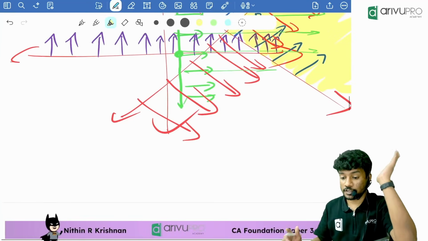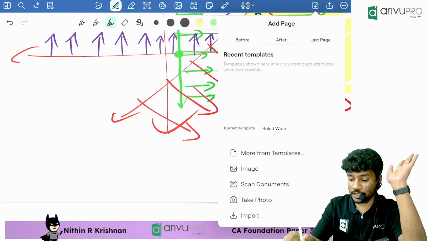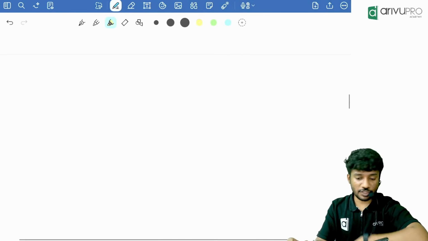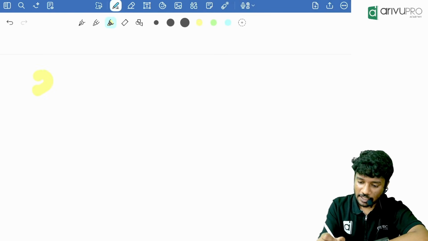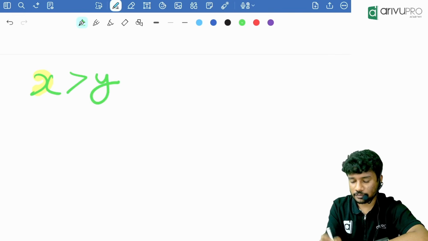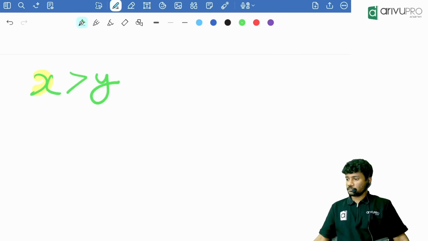One final question for all the people. Then you are sorted, and there is no coming back over here. After you are adding it, the final question is like this: x is greater than y. How will you draw the graph? X is greater than y.